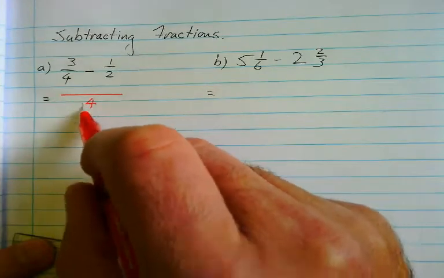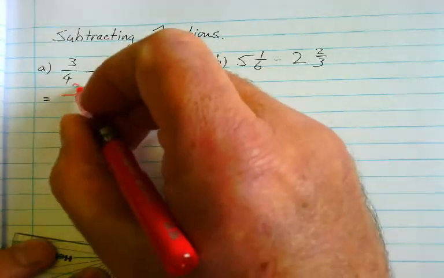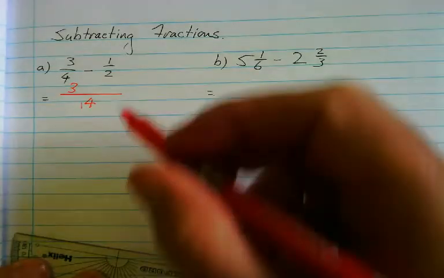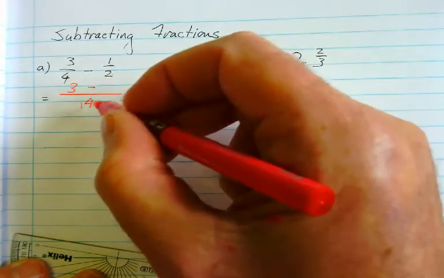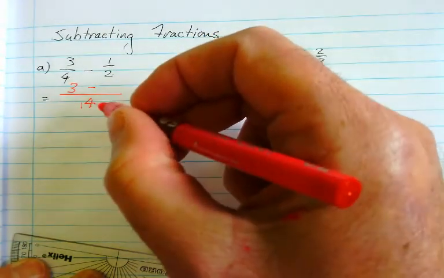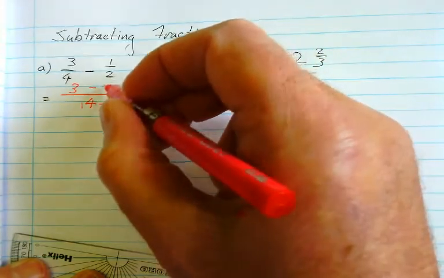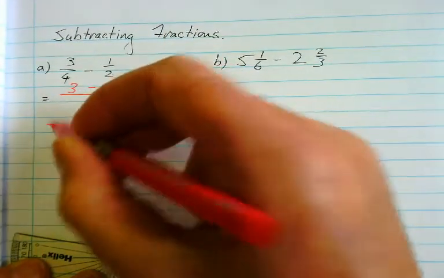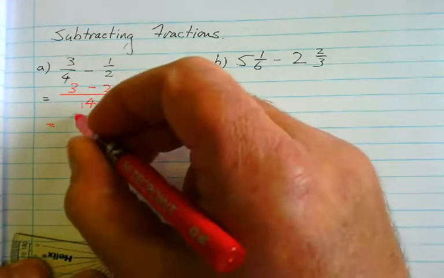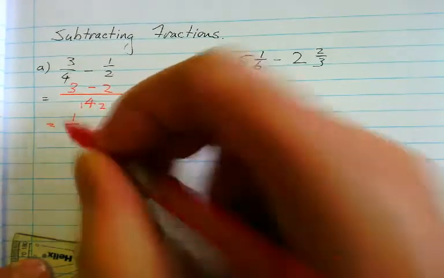4 goes into 4 once. 1 times 3 is 3. And then I subtract. 2 goes into 4 twice. Twice times 1 is 2. And I have a very simple 3 minus 2 is 1 over 4.